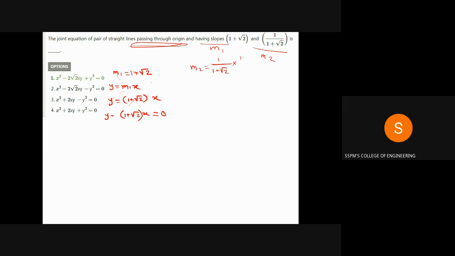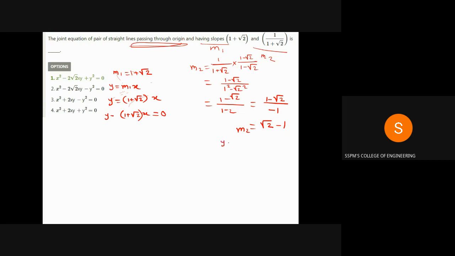Okay, so we will multiply and divide by 1 minus root 2. So what we will get, 1 minus root 2 divided by 1 square minus root 2 square, that is 1 minus root 2 divided by 1 minus 2, that is 1 minus root 2 divided by minus 1, which can be written as root 2 minus 1, that is m2. m2 is given by root 2 minus 1.